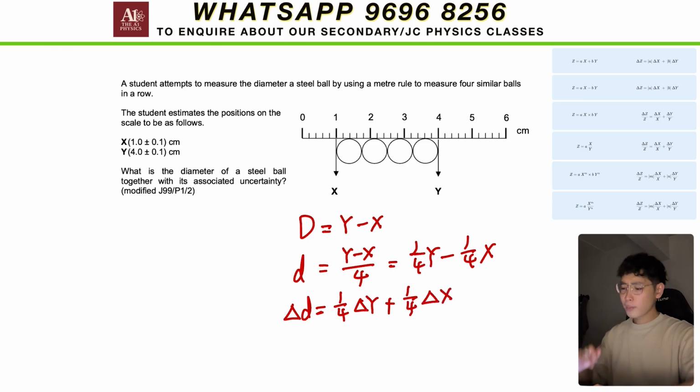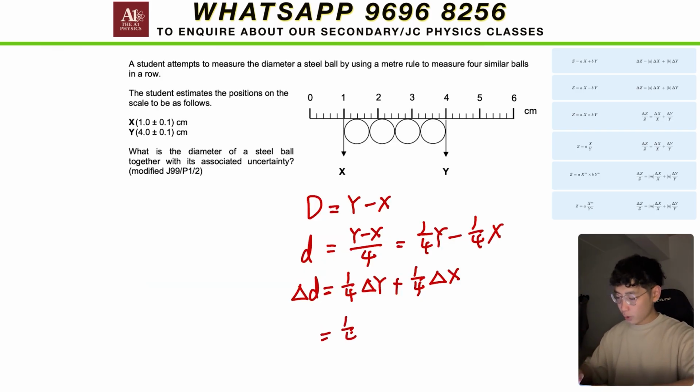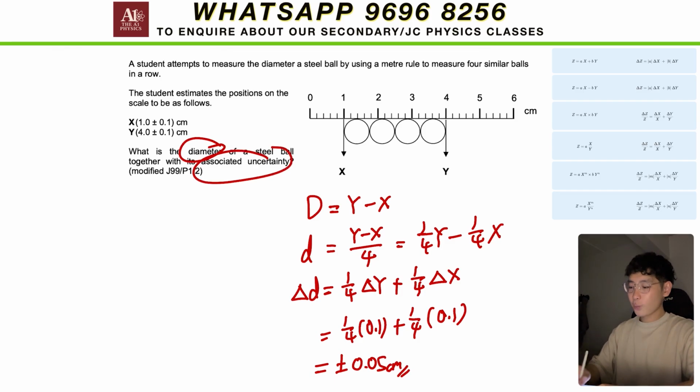In fact, let me just scroll back to the rules over here. We take the individual uncertainties, add them together, and multiply by the factor that the value is multiplied by. So for both addition and subtraction, you want to add the individual uncertainties together, multiplied by the factor. This will give us 1/4 times 0.1 plus 1/4 times 0.1 equals plus minus 0.05 cm. And that's the uncertainty in this question. But over here, we have to find the diameter together with its associated uncertainty. So to find the diameter of one steel ball, we just look at these values.